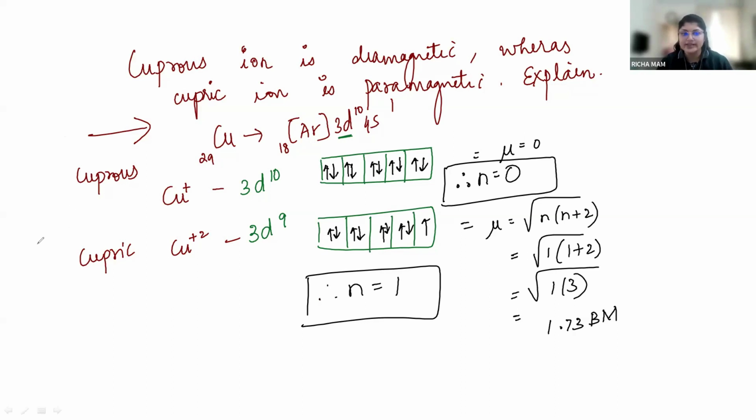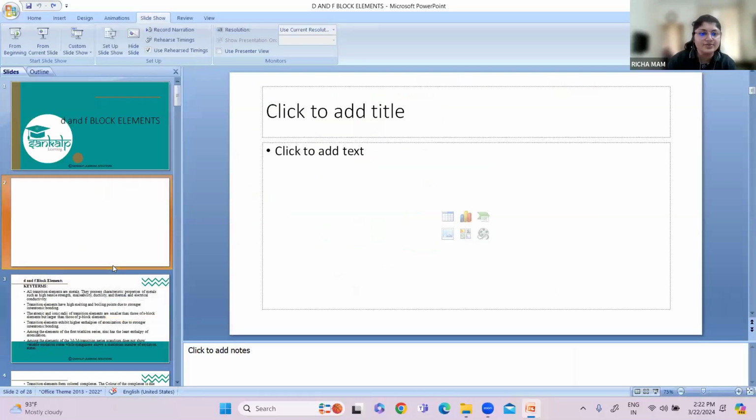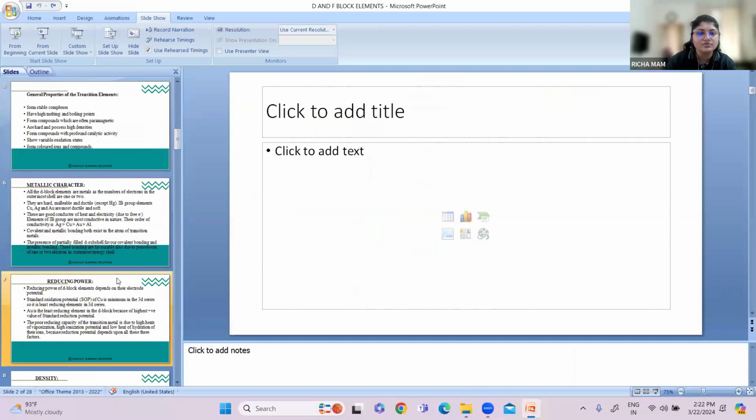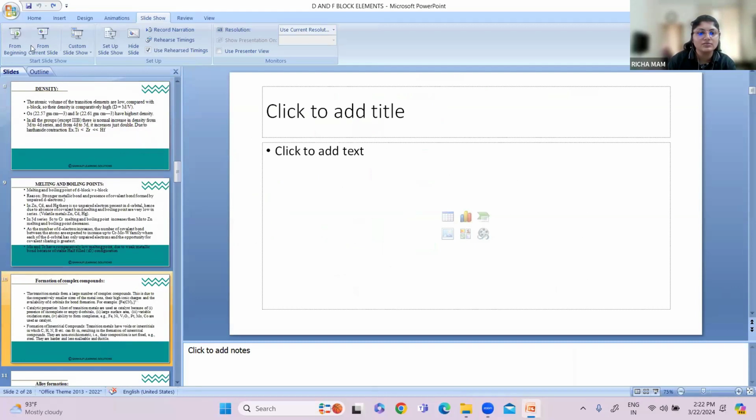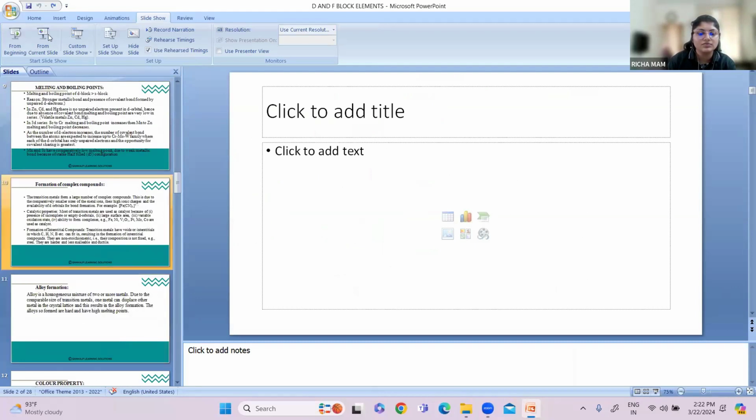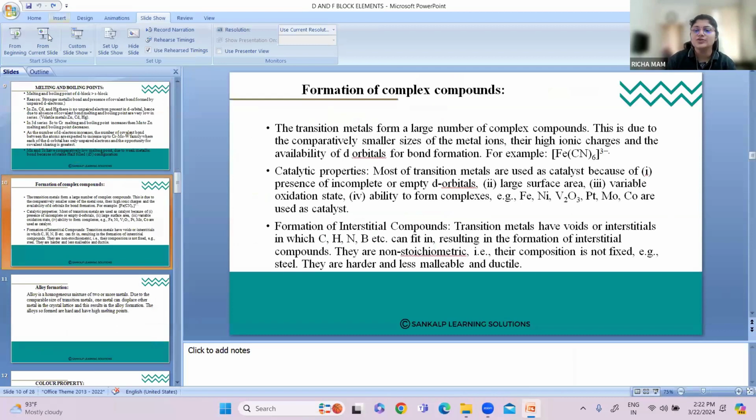So like this, you have to explain. Questions are asked like this on magnetic behavior. Okay, the next property is formation of colored ions.